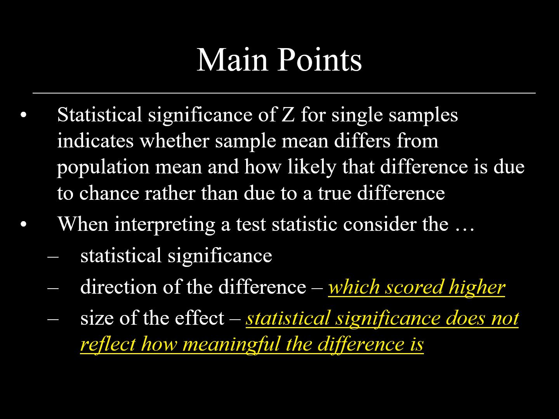So the main point: statistical significance for z for single samples indicates whether a sample differs from a population mean and how likely that difference is due to chance. In other words, statistical significance isn't about the difference, it's about the probability that the difference occurred due to there being a systematic difference and not random chance. When interpreting test statistics, always consider whether it's statistically significant. If it is statistically significant, make sure that you are talking about the direction of the difference, so which group scored higher, and the size of the effect. So statistical significance does not reflect how meaningful the difference is. And we'll be talking about effect sizes moving forward as well. So the larger the difference, the more practical that difference is.